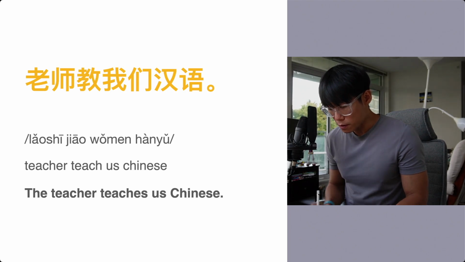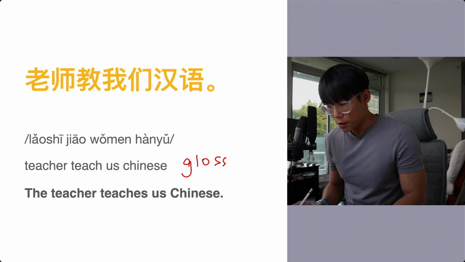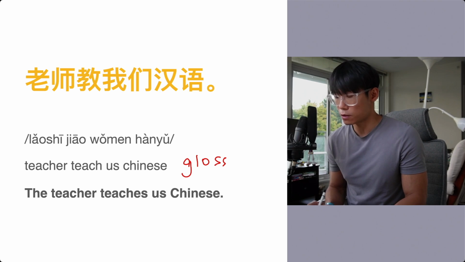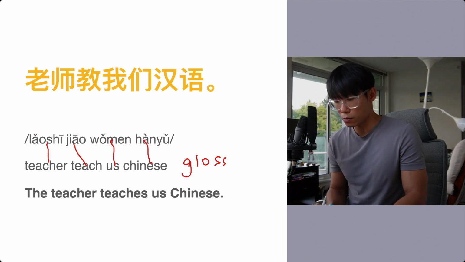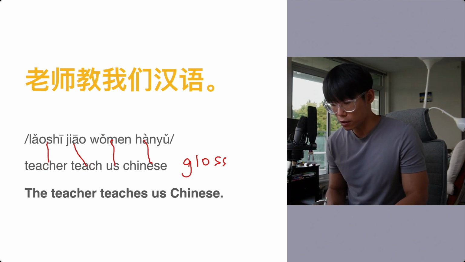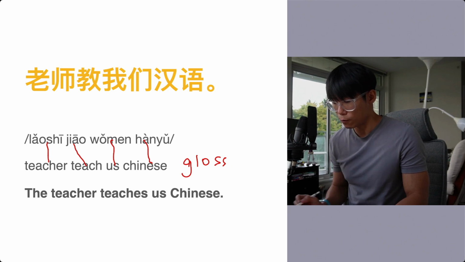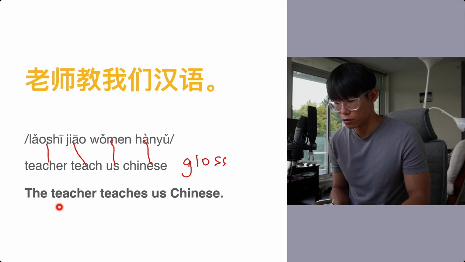And then the next line here is a gloss, G-L-O-S-S. A gloss is a literal word-by-word translation. So each word corresponds to a pinyin word right here: teacher, teach us Chinese. This way you understand the meaning of each individual word. And finally, we have an English translation of the whole sentence just so that you understand the whole phrase. In case I'm not mentioning the translation, you can refer to the translation over here, the gloss over here, and the pinyin over here.